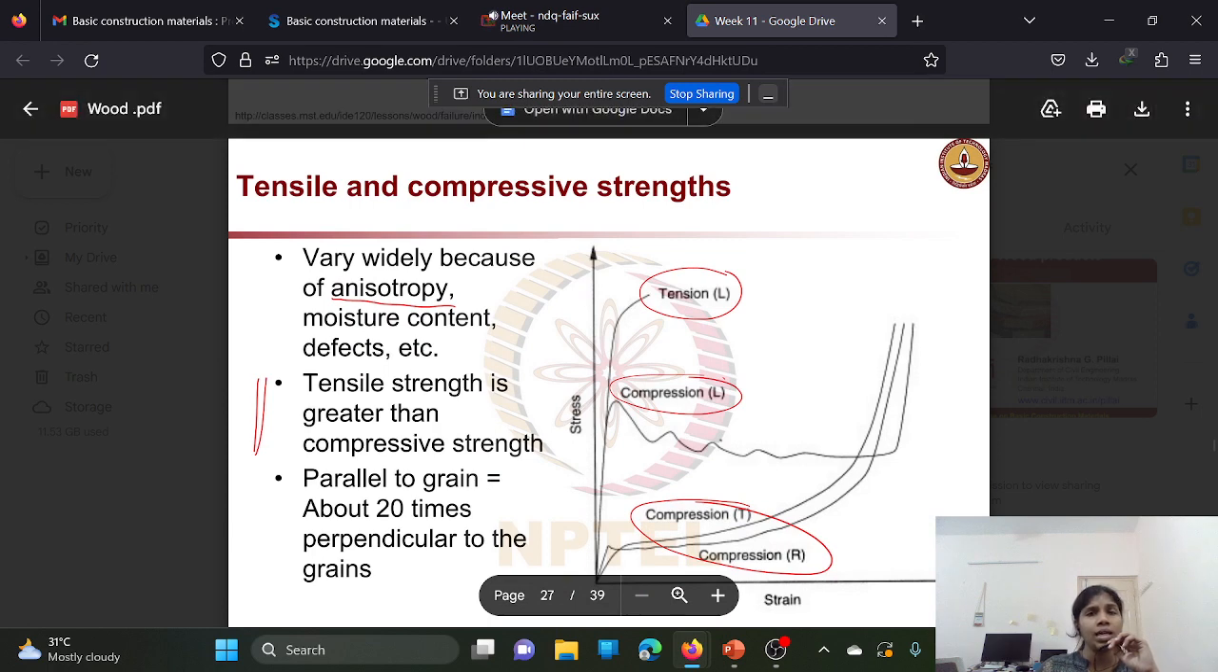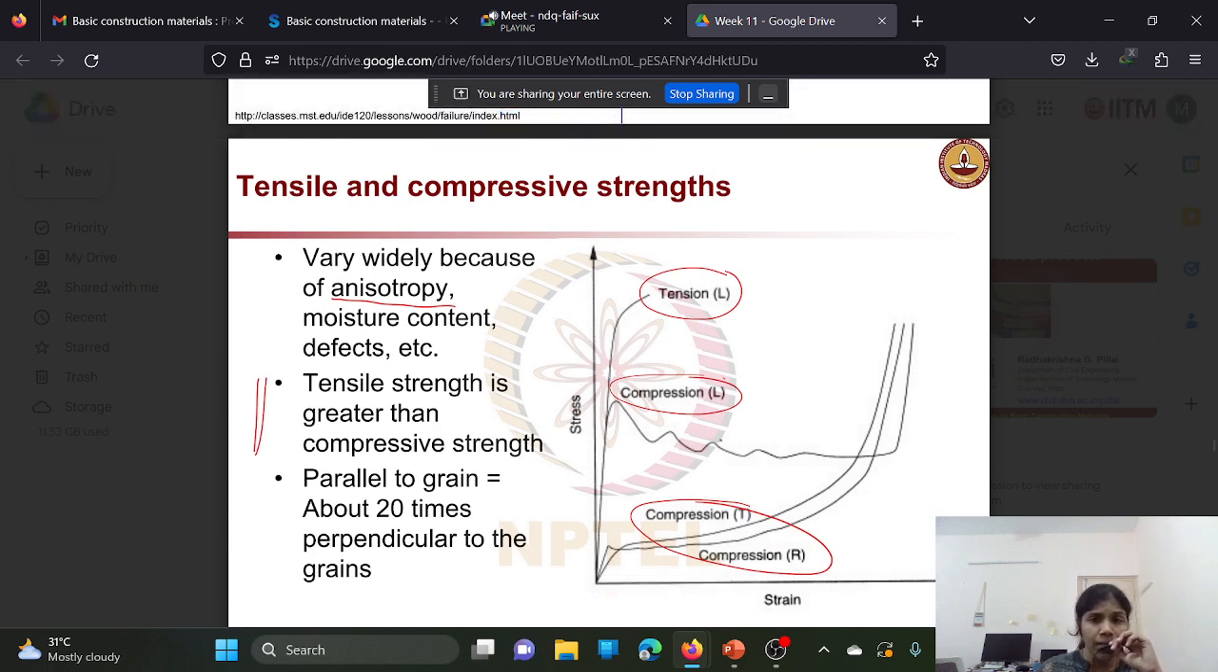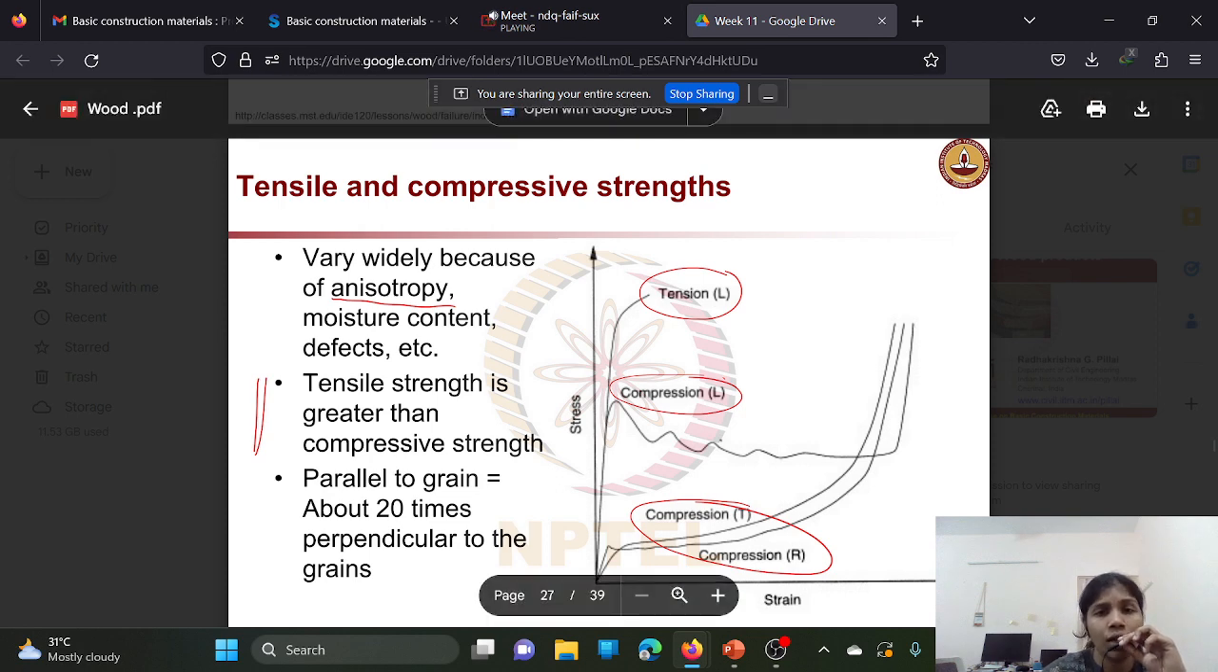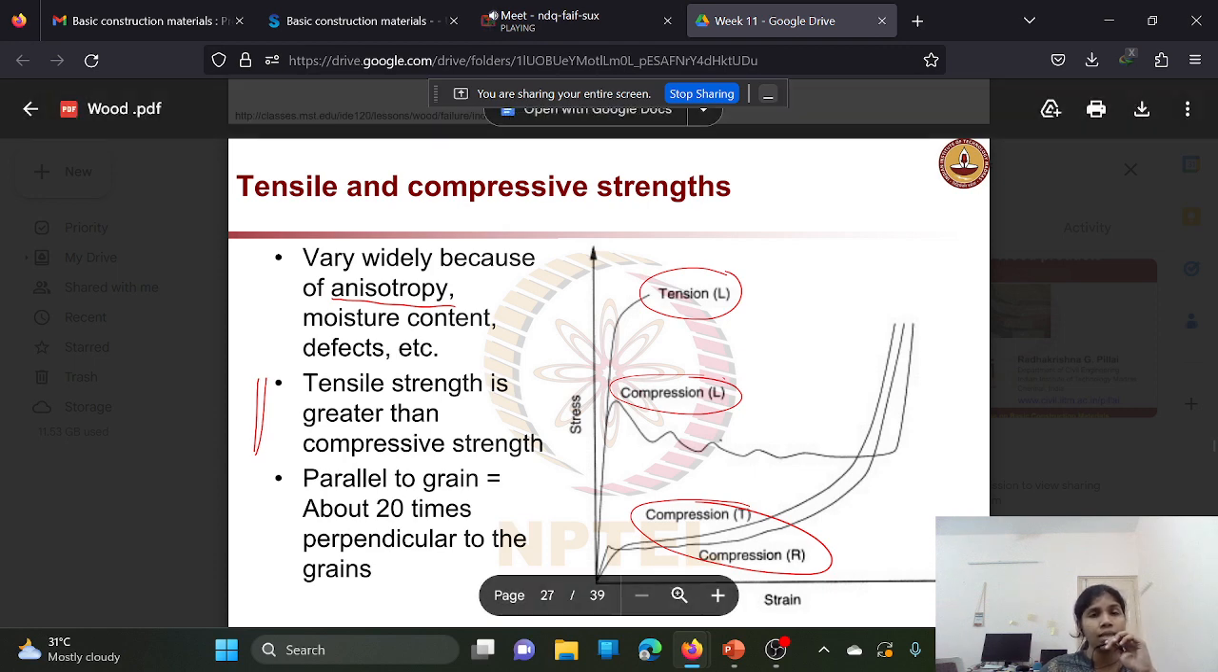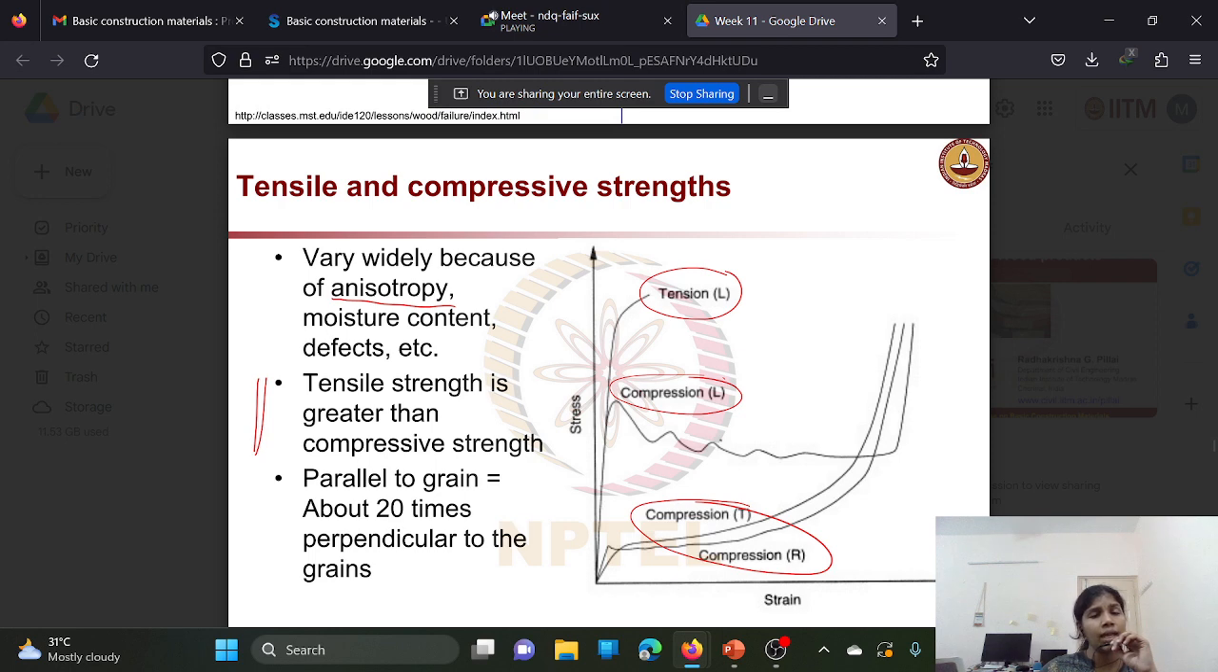And the tensile and compressive strength are based on the direction of the growth of the grains. This is the graph showing that they vary widely because of anisotropy, moisture content, defects, etc. Based on all these things, the tensile and compressive strength will differ. So tensile strength is greater than the compressive strength.